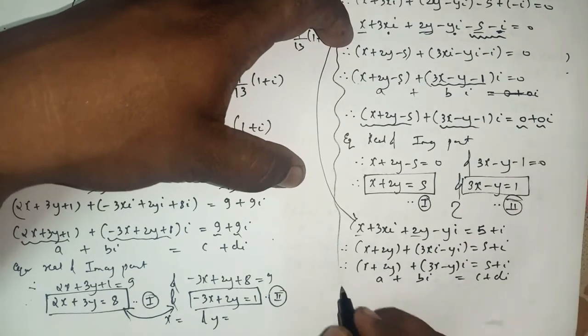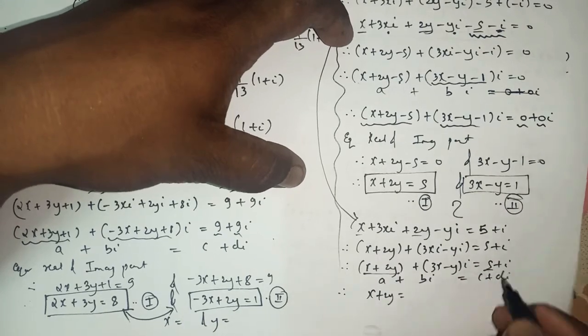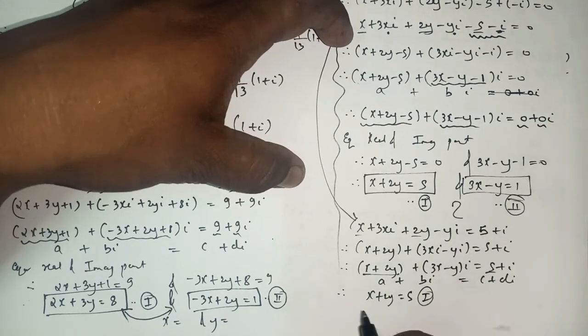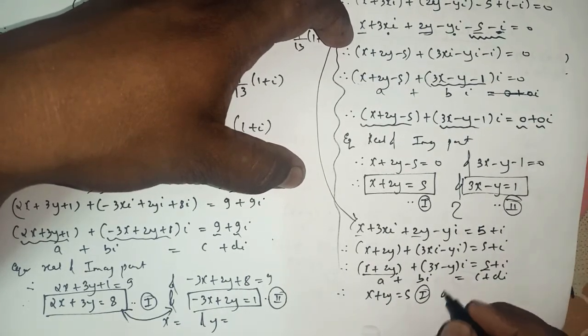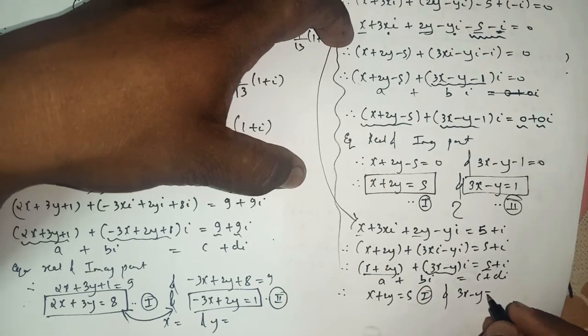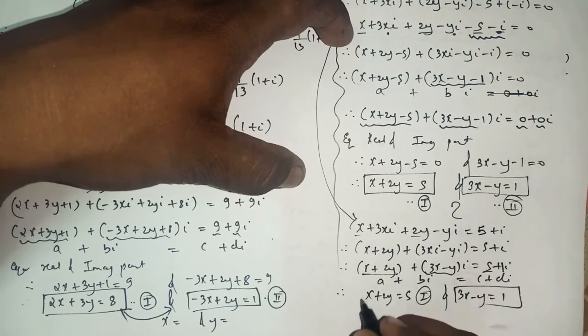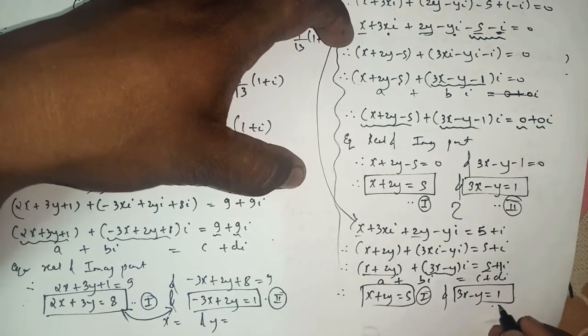So clearly we can see that after equating x plus 2y, the real part, you will get the first equation, x plus 2y equal to 5. After seeing the imaginary part, the coefficient is nothing, so we can add it as 1. So here we got the second equation.